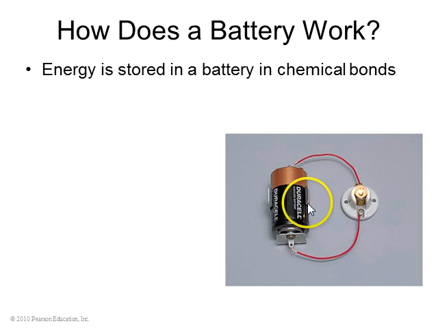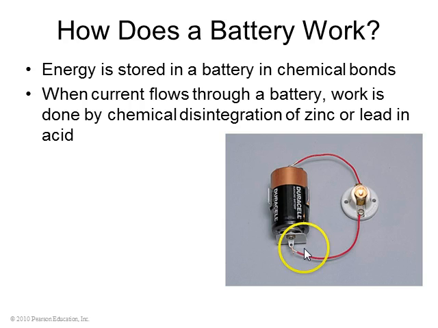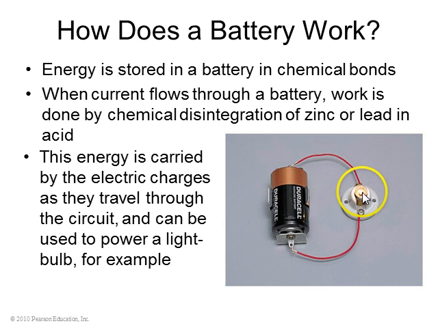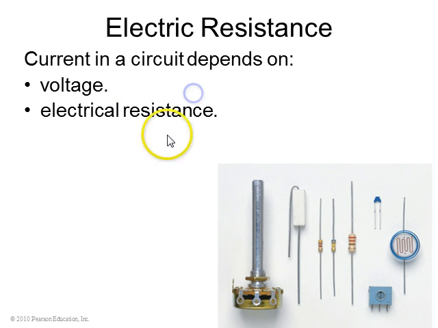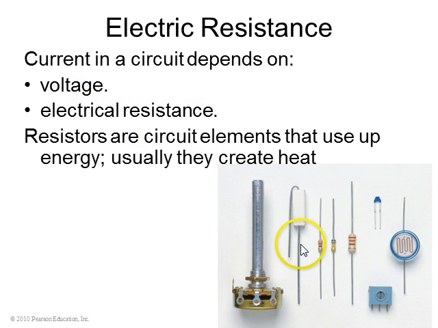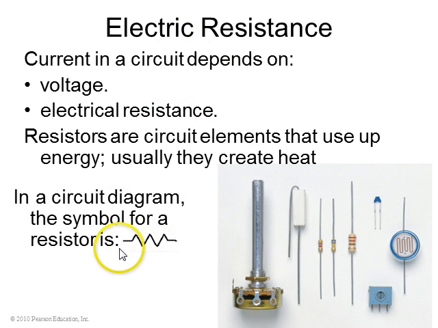How does a battery work? Well, energy is stored inside a battery in chemical bonds, and when current is flowing through the battery, it disintegrates zinc or lead in this acid, and that adds energy to the current. And then that current has some number of joules per coulomb in it, which get used up in a resistor like a light bulb. So the current in a circuit depends on voltage and resistance. A resistor is a circuit element. These are all resistors that use up energy somehow. Either they might make light or sound, or they might just create heat. And no matter what they are, in a circuit diagram, you just draw a resistor as a squiggly line.